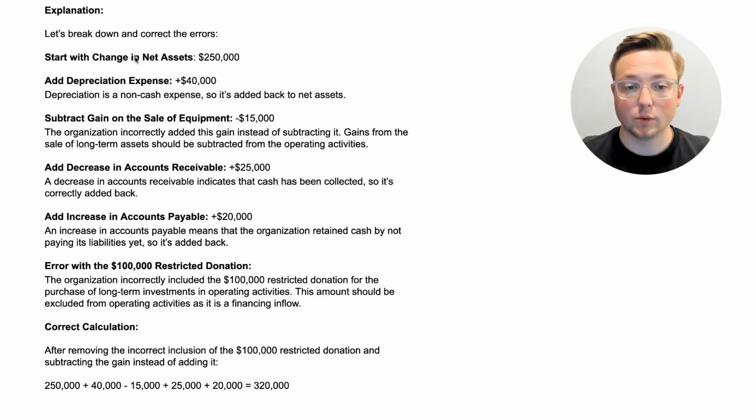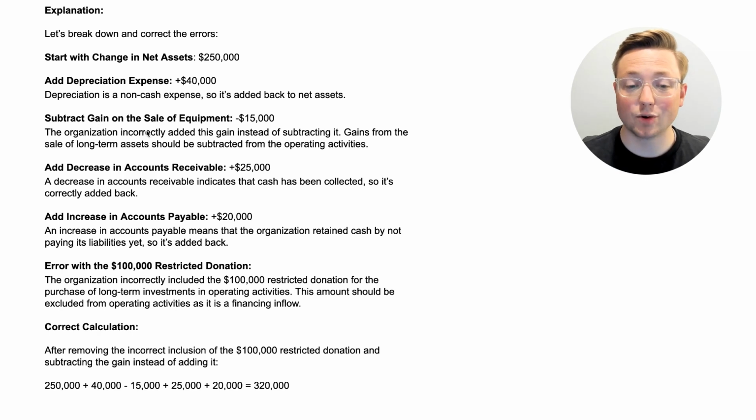So to start with, we start with the change in net assets, which again for a not-for-profit entity is basically the net income. We add back the depreciation expense. This is a non-cash expense, so it didn't affect cash. We have to add it back. And again, we're using the indirect method here. So we subtract the gain on the sale of equipment. So that should have been subtracted.